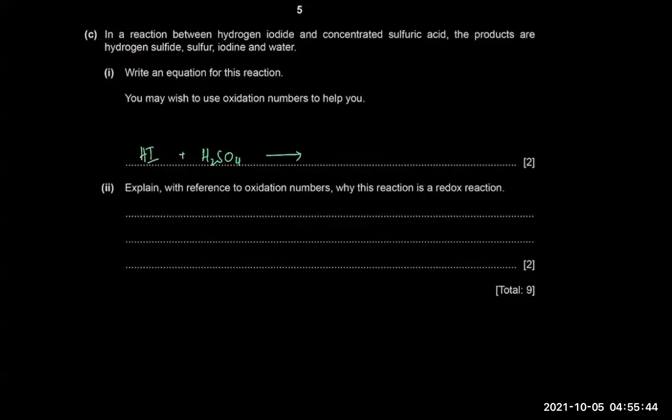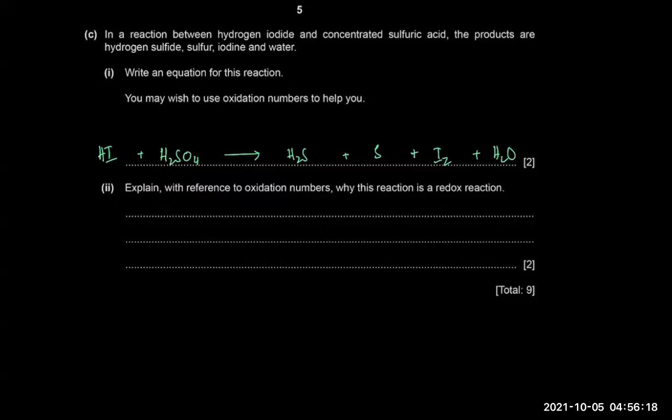So we have H2S, sulfur. For sulfur, you can write S or S8. They accept both. So we'll just stick to S. It's easier to work with. Sulfur, iodine, and water. So now just move this a little bit to the left. So this is your equation. Now we have to balance this.